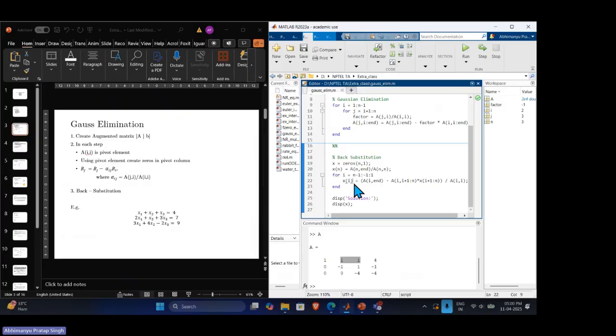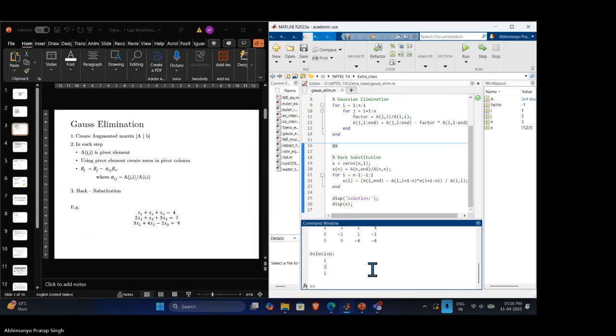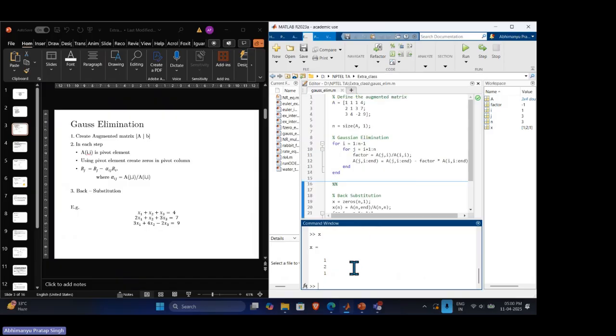So we'll do this. That is the final solution for this. I think I have stored it in X. Now we can check if the solution is correct or not.